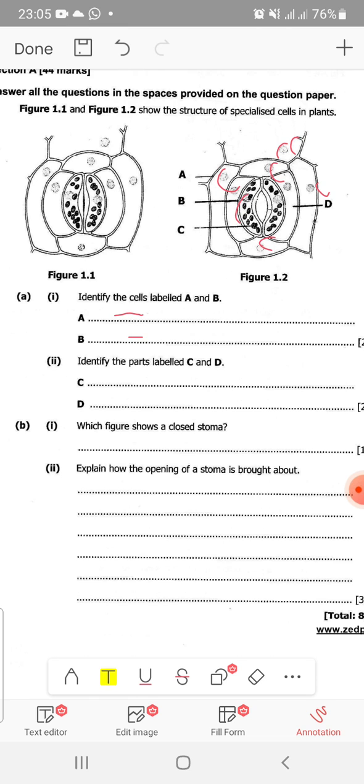B1, which figure shows a closed stomata? It is figure 1.1. Figure 1.1 is the one showing the closed stomata. As you can see, there is no space between these two guard cells here. It is closed. Then, explain how the opening of a stomata is brought about.